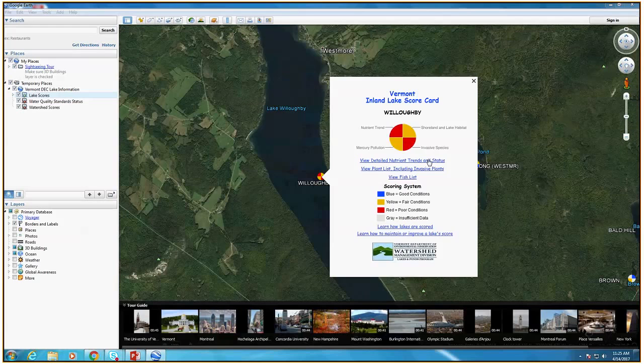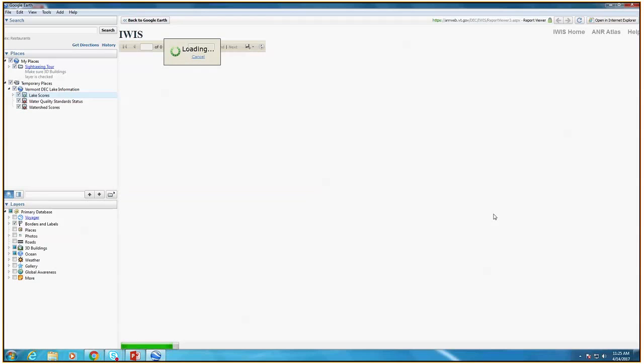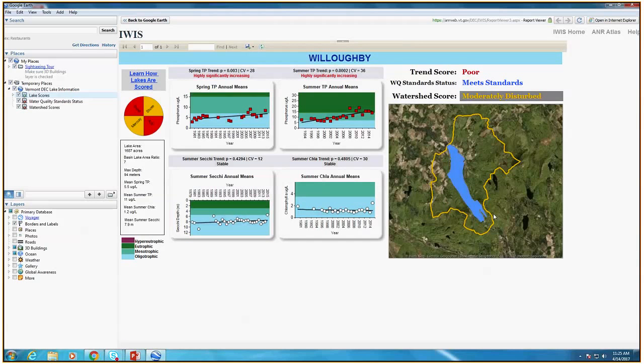When you click on nutrient trends and status, it takes a little bit to load, but that pop-up shows up. Again, there's another opportunity to get to how lakes are scored. And you can see in this case, for Lake Willoughby we have significantly increasing trends in phosphorus in both the spring total phosphorus sampling and the summer lay monitoring sampling. So the nutrient trend score for Lake Willoughby is poor. Something to pay attention to, all of you working on Lake Willoughby.